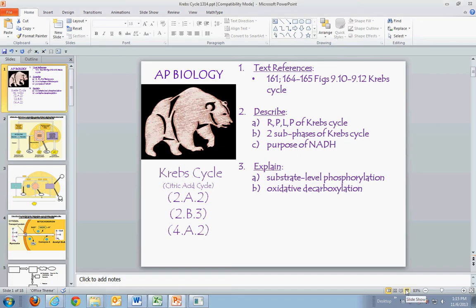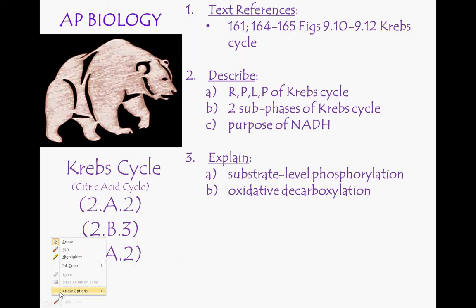To another screencast. This is on the Krebs cycle and this little intermediate step in there as well. So the goal here is to describe and explain the reactants, products, location, and purpose of the Krebs cycle. Again, reactants, products, location, purpose of the Krebs cycle, the two subphases of the Krebs cycle, and then the purpose, again, of NADH, which we keep hitting. We hit it with glycolysis as well.